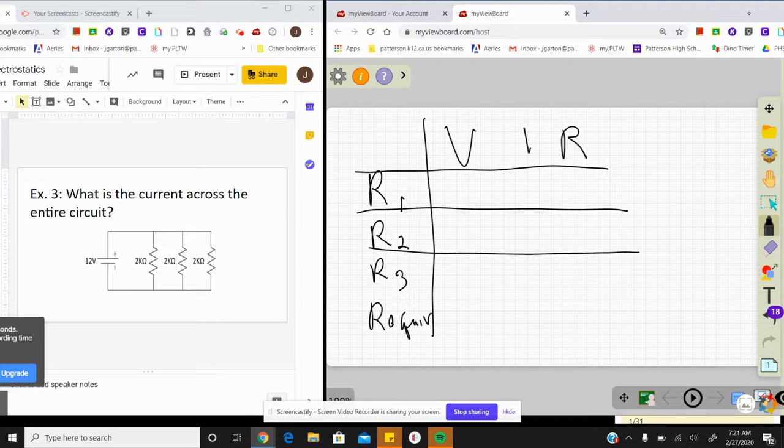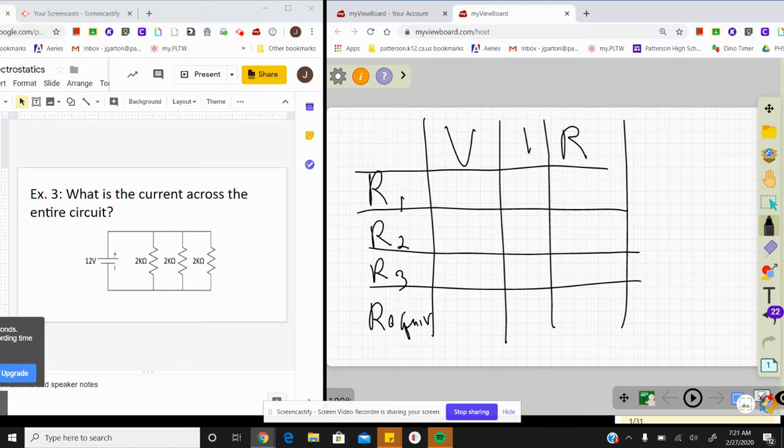And we start by listing whatever information I was provided, which in this case, again, I'm given the voltage of the battery, which is going to go next to my total, because think about it, this entire circuit's run by the battery. So 12 volts will go here. Okay, I'm given my 3 resistors. I'll call them R1, R2, R3. 2 kilo ohms, which is 2,000 ohms. And be careful, because again, in this case, they happen to be identical to one another. They do not always have to be.